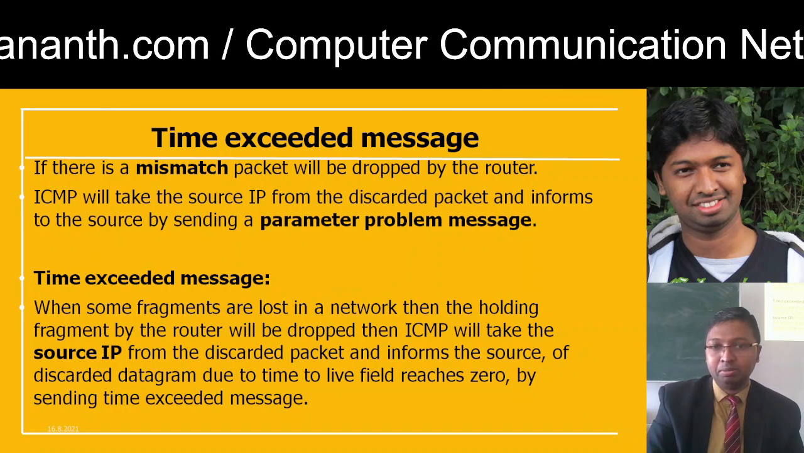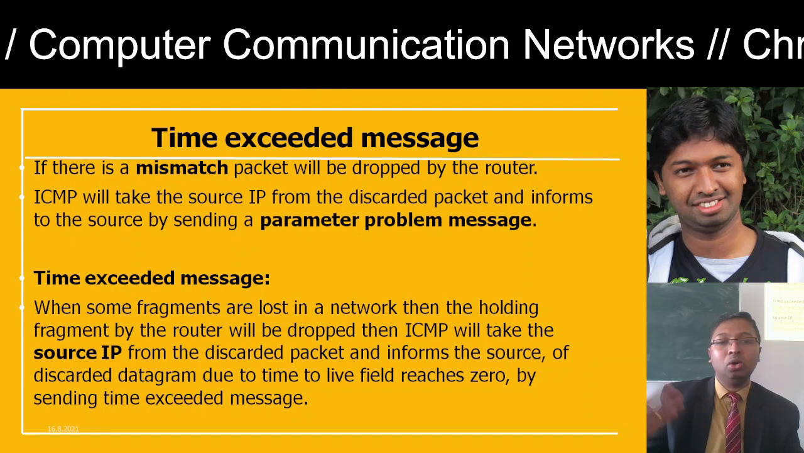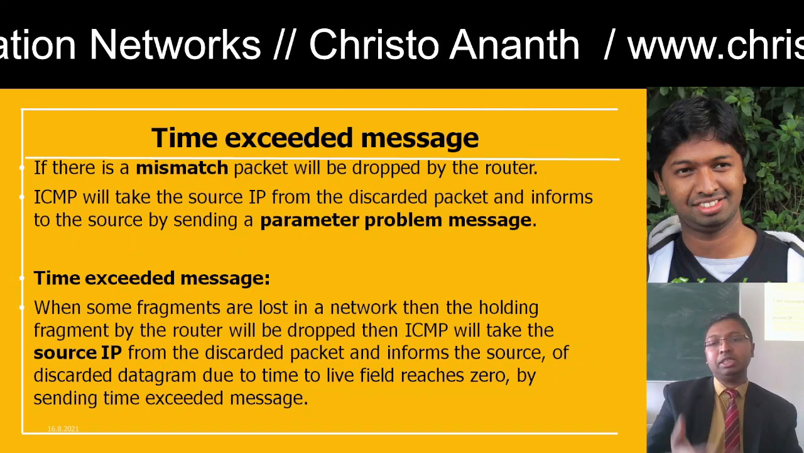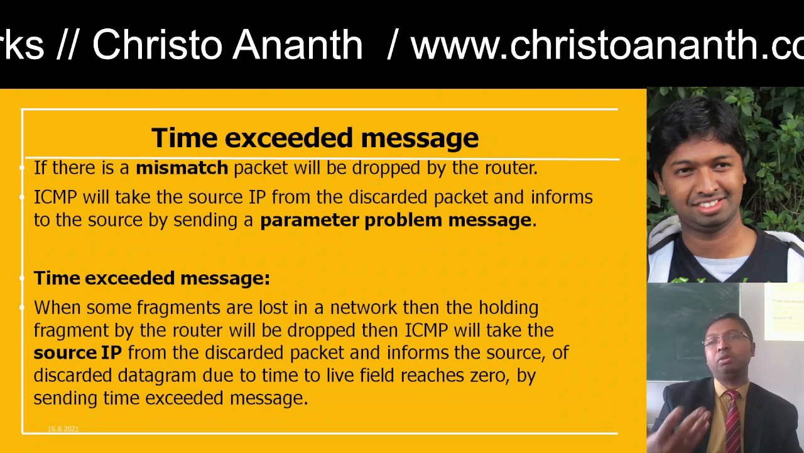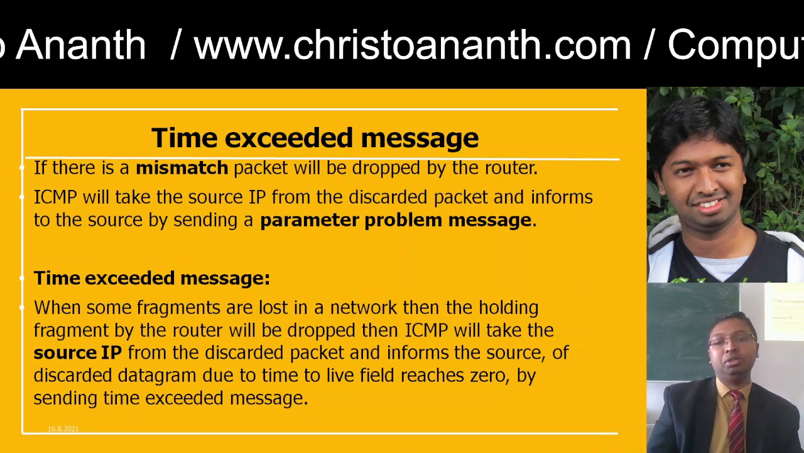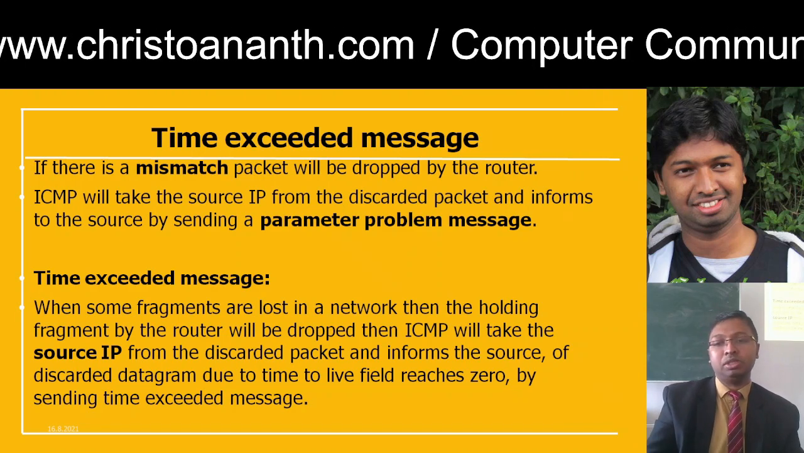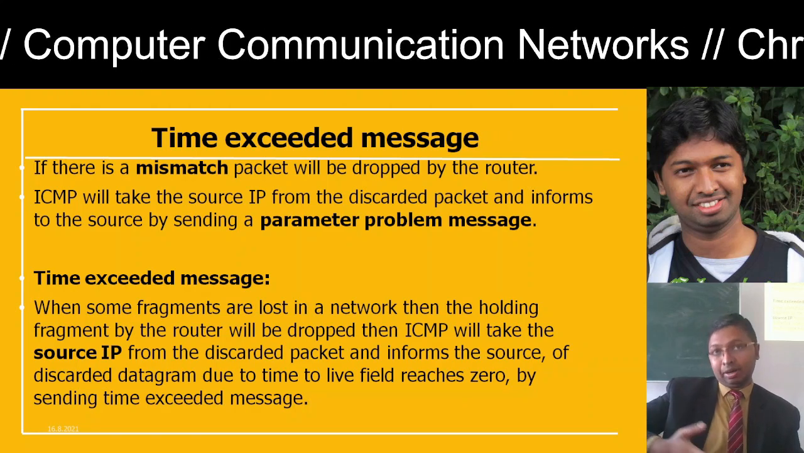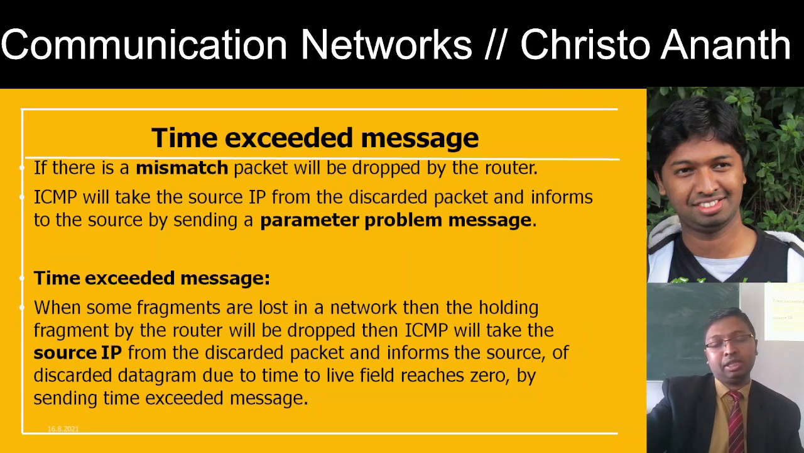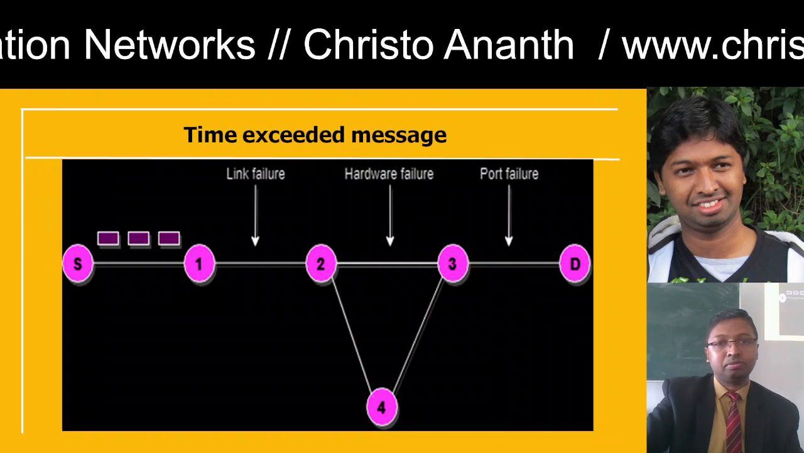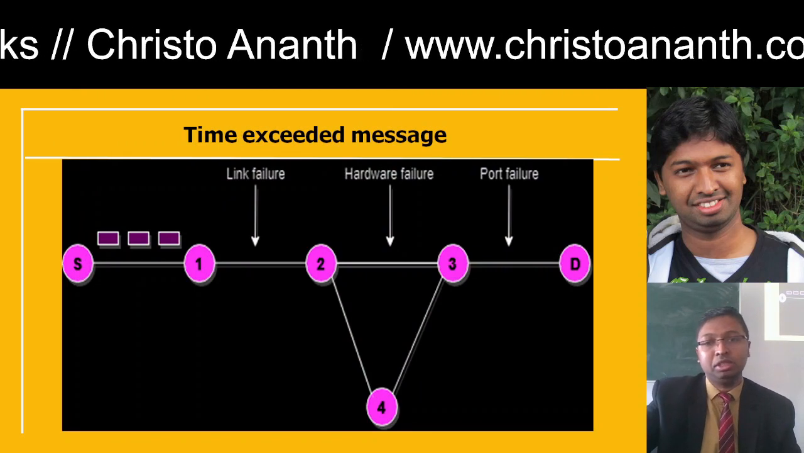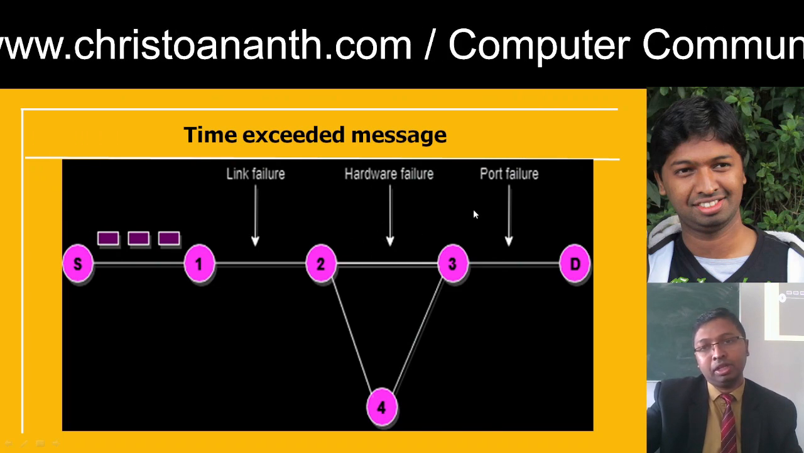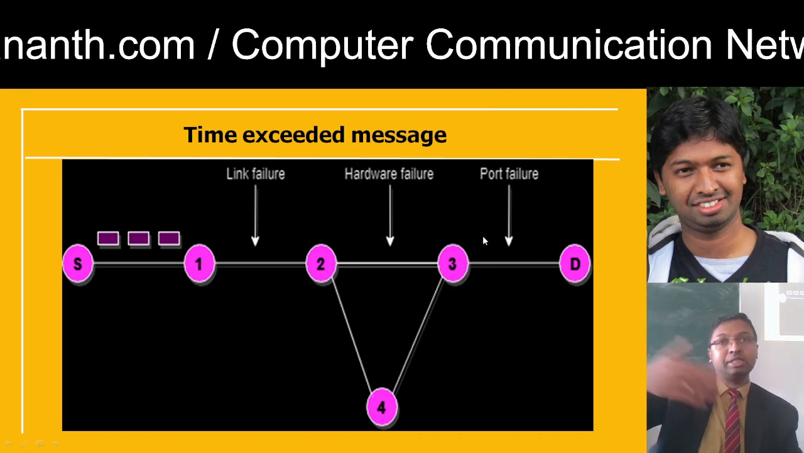There is also the time exceeded message. When some fragments are lost in a network, the holding fragments will be dropped. Then ICMP will take the source IP from the discarded packet and inform the source about the discarded datagram, due to the time to live (TTL) field reaching 0, by sending the time exceeded message, which means the time has passed before the message could be sent. This is the case from source to destination, 1, 2, 3 and 4. Here there is link failure, hardware failure, or port failure, which means it has exceeded the time limit.